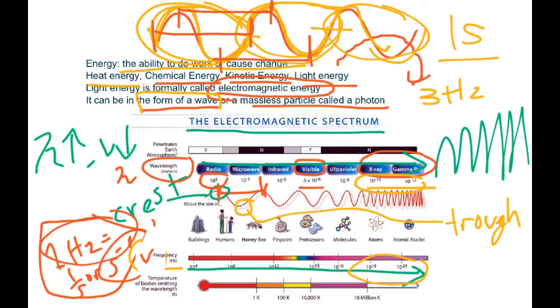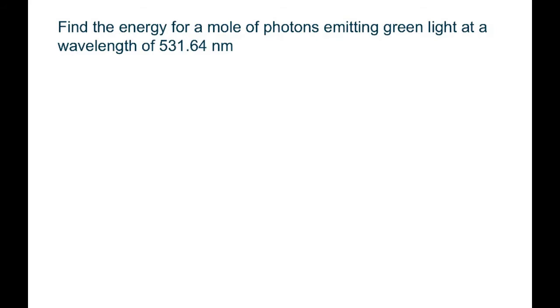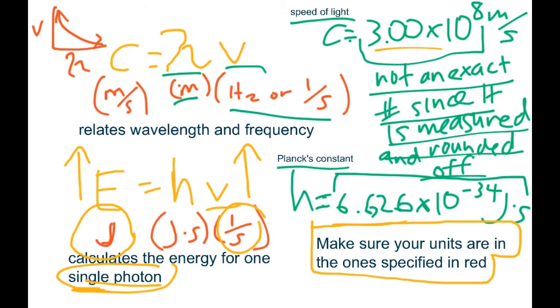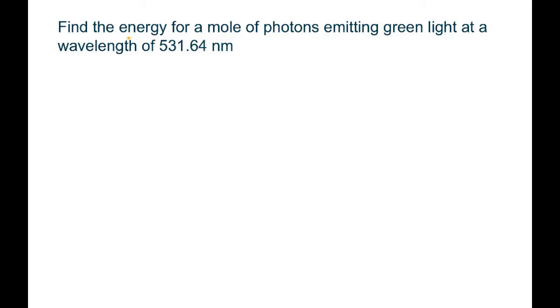And this is exactly why X-rays and gamma rays can be dangerous to our health if we are exposed to them long enough, since they are just high energy types of energy that can literally penetrate right through us, and it's pretty dangerous, honestly. So now that we're done with that, let's try a practice problem based on the ideas we learned in this page. So calculate the energy for a mole of photons emitting green light at a wavelength of 531.64 nanometers. Now, let's do green since this is green light after all. And let's see what we should do.